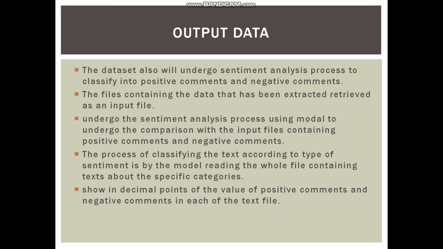The process of classifying the text according to the type of sentiment is done by the model reading the whole file containing the text about the specific categories. It will show in decimal points the value of the positive comments and negative comments. So if the positive comments are more than the negative comments, the reading will show higher for positive. So that's how we separate the analysis.